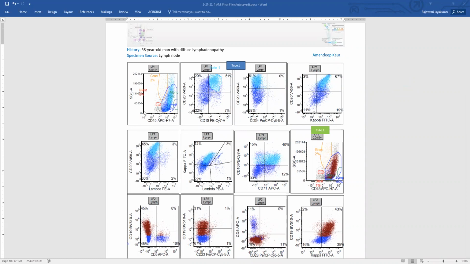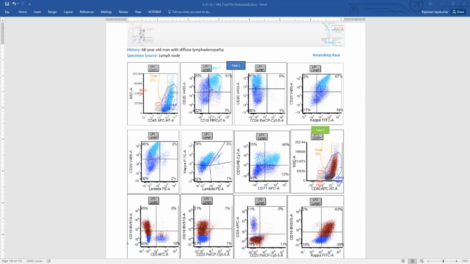And here in CD45 versus side scatter, we see a population in the lymphocyte gate that has a variable side scatter that goes into the monocyte gate and goes even beyond. So we have cells with high side scatter here that express bright CD45. This indicates that these are larger lymphocytes. Now let's see what these express phenotypically.